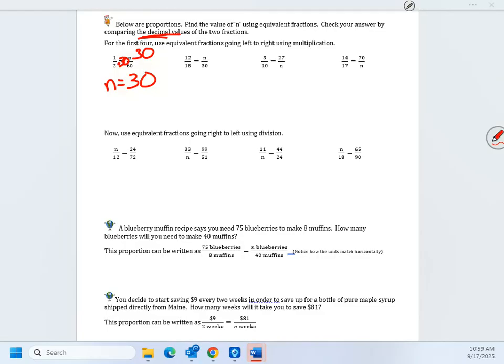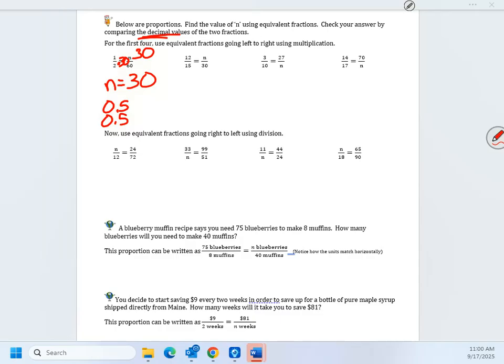So what is the decimal for 1/2? 1 divided by 2, Gavin? 0.5. What is 30 divided by 60? Use your calculator. What is 30 divided by 60, Bo? 0.5. Did I do it correctly? Yes. They're the same decimal. So I know I got that one right. I can move on to the next one.